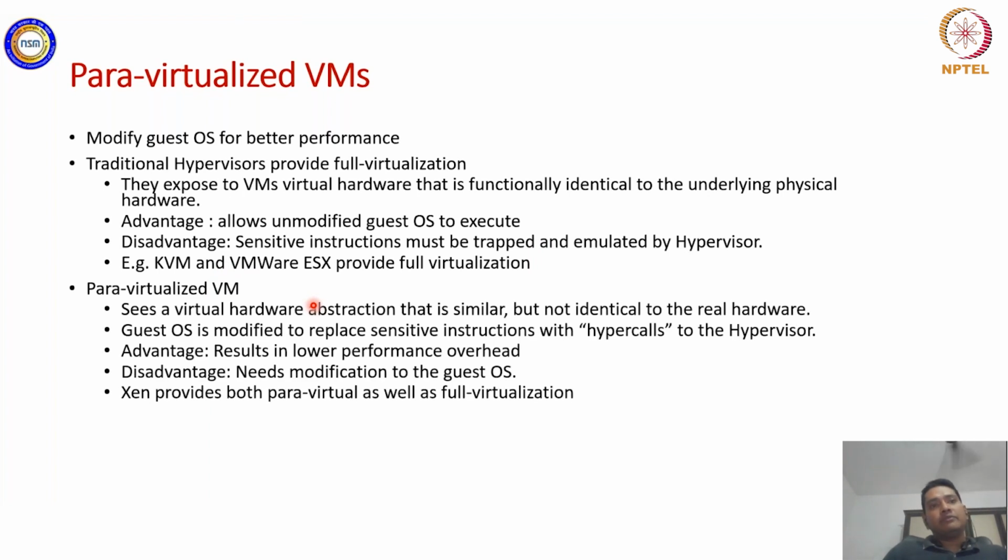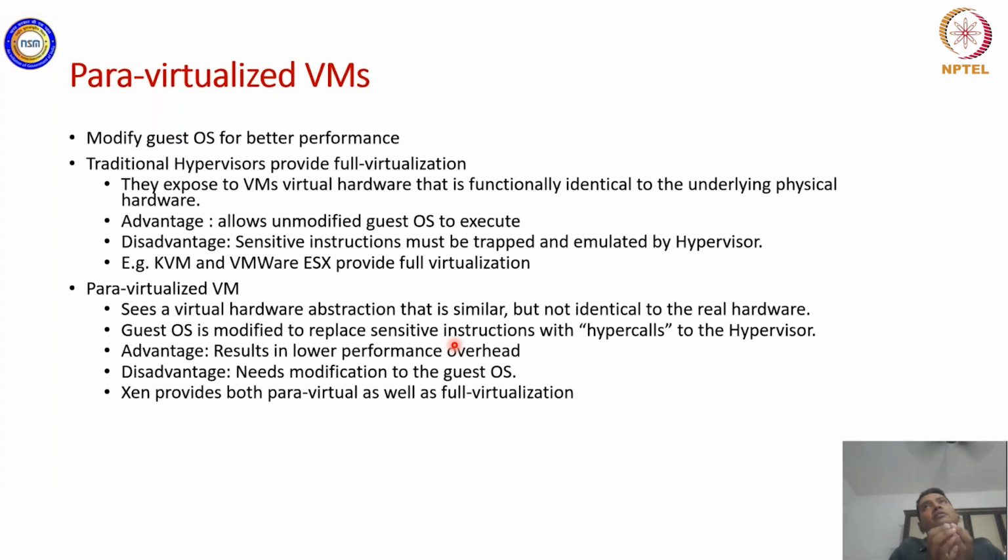Para-virtualized VMs see a virtual hardware abstraction that is similar to, but not actually, the real hardware. So basically, the guest OS is modified by replacing some calls, the sensitive instruction calls. You have hardware, the hypervisor, and the OS. If the hypervisor wants to be fully transparent, then all the privileged instructions coming from your OS need to get trapped into the hypervisor and emulated.